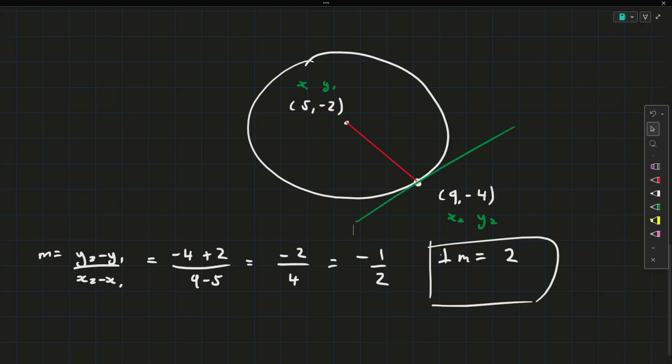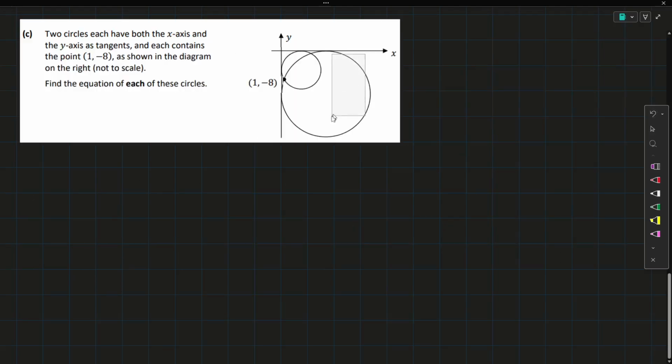So we have this interesting question where you have two circles. They both contain this point, and they're tangent to the axes. We need to find the equation of both circles. If you think about these circles and their centers, and go straight up from there and straight to the left, those are going to be radii of the circle, right?